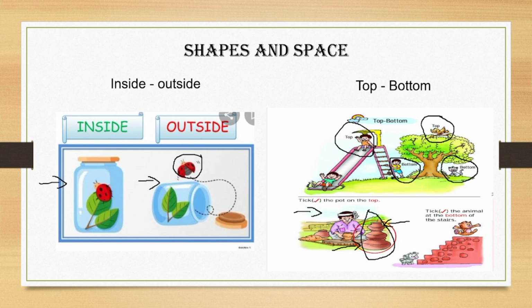Here we have to tick the animal at the bottom of the stairs. These are stairs, and which animal is at the bottom? This. Is this the animal that is at the bottom? No. So this is the animal at the bottom and we have ticked the right answer. Okay?